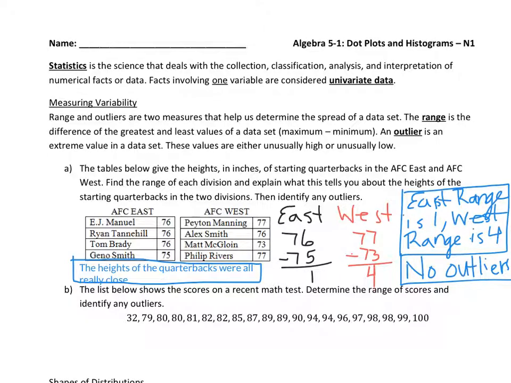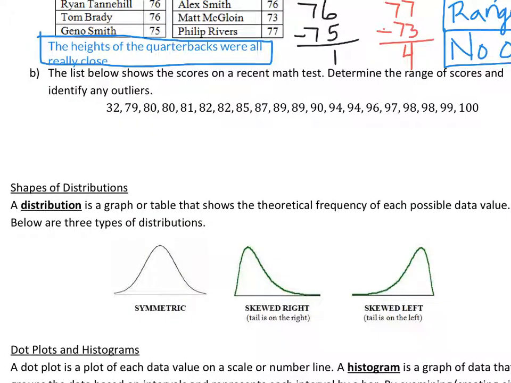Let's take a look at B. The list below shows the scores on a recent math test. Determine the range of scores and identify any outliers. Now this data is actually organized least to greatest for us, which is nice. It won't always do that. So the largest value I have is 100 and the smallest is 32. So our range would be 100 minus 32, which is 68. So our range is 68.